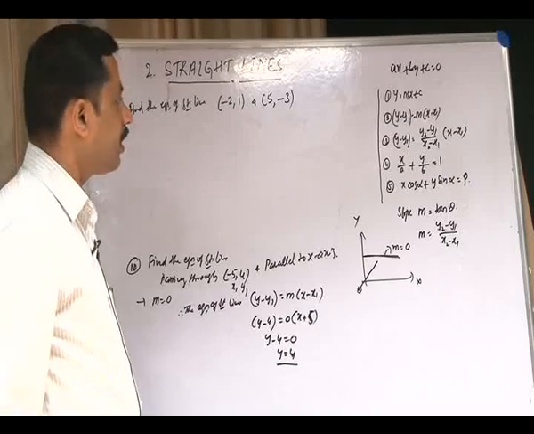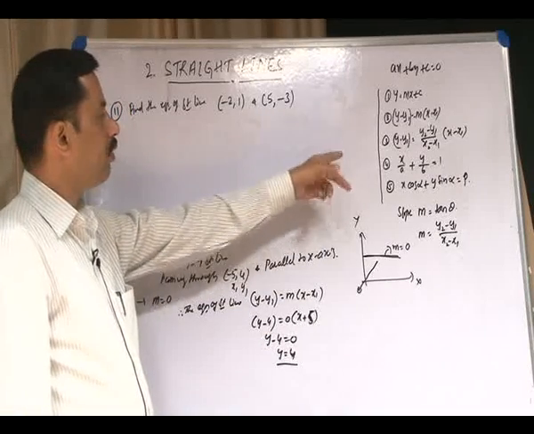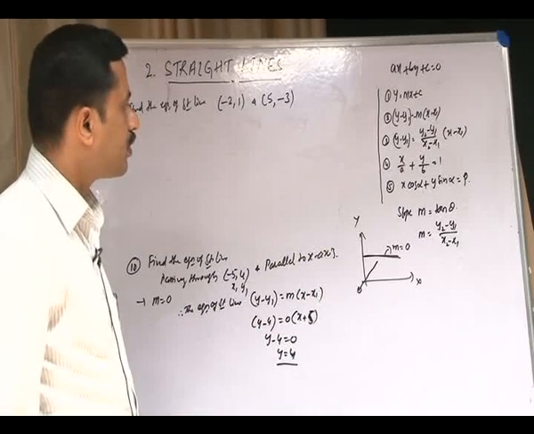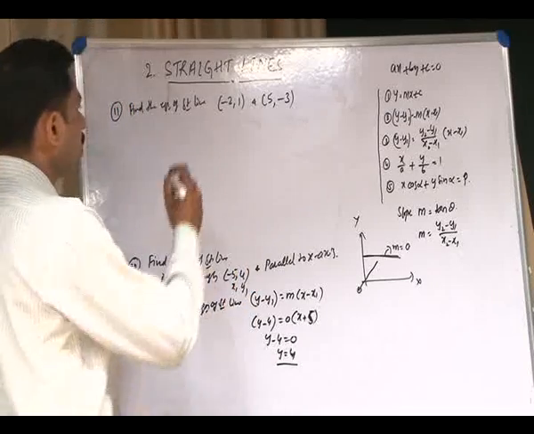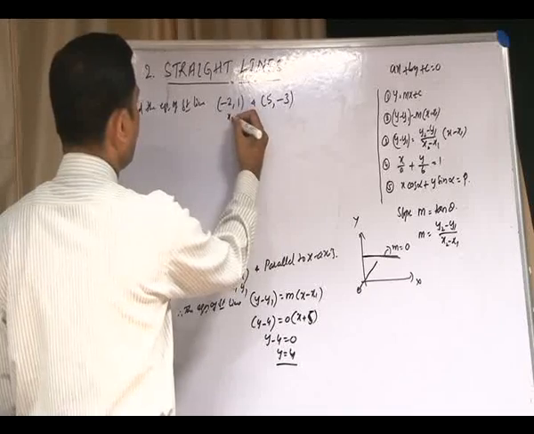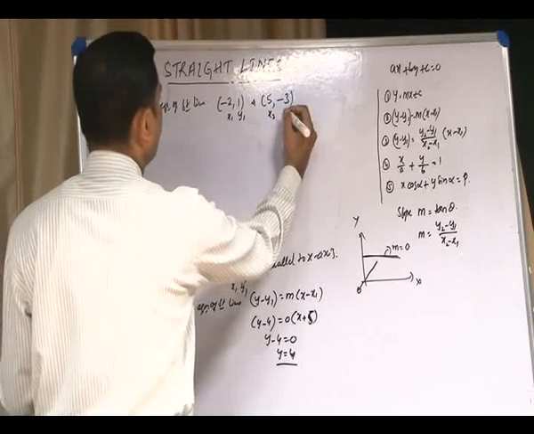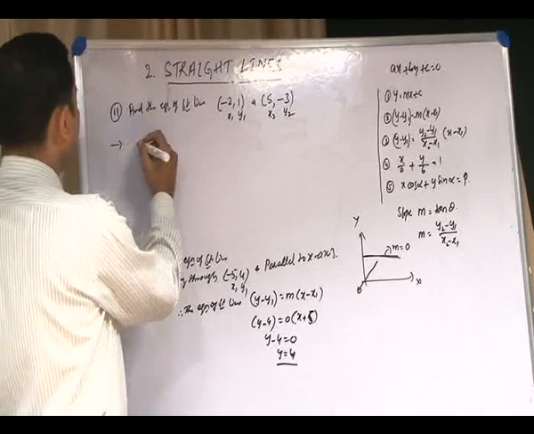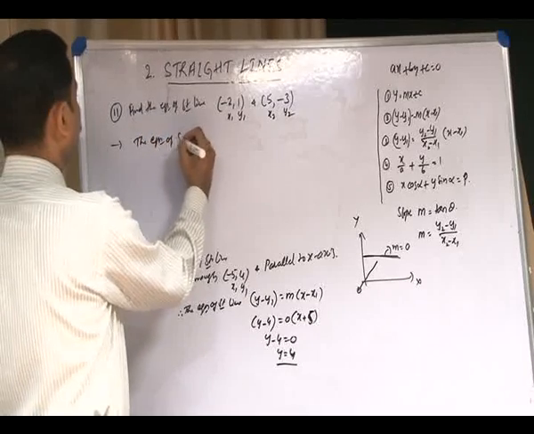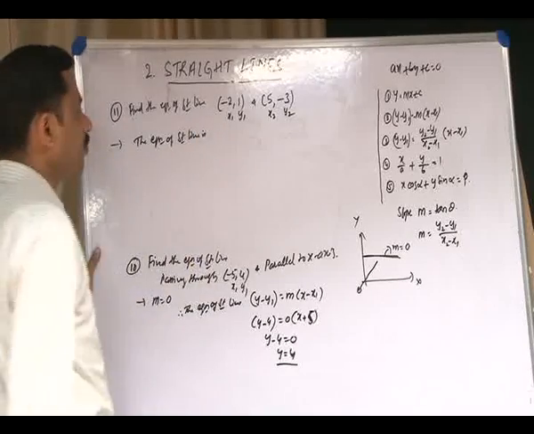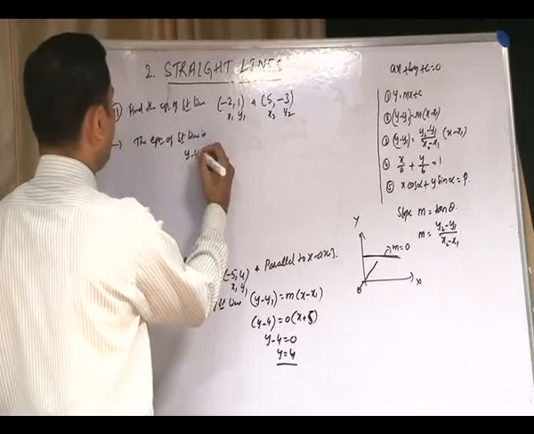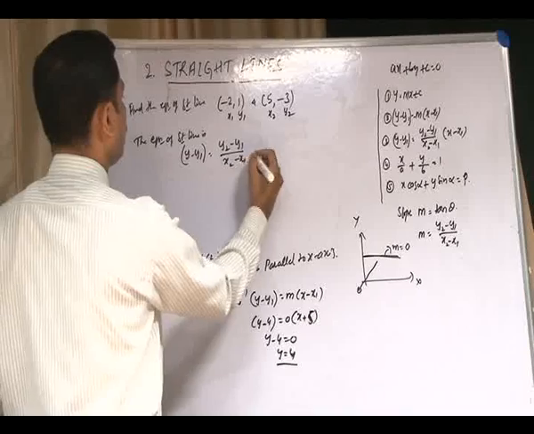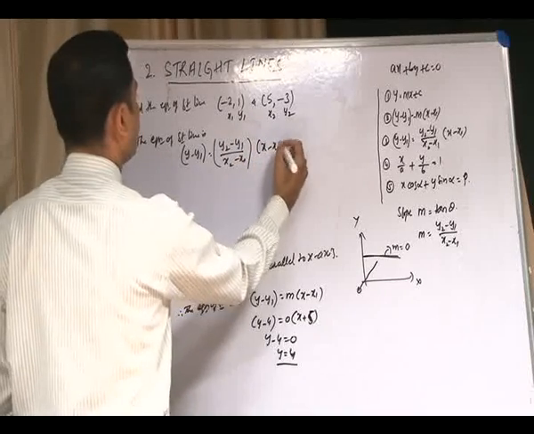So for that, which formula should we use? Here we use the two point formula. We know that the two-point form of equation of straight line is given by y-y1 is equal to y2-y1 divided by x2-x1 into x-x1. Since two points are given, take one point as x1, y1 and the second point as x2, y2. Therefore, the equation of a straight line by the 2-point formula is y-y1 is equal to y2-y1 divided by x2-x1 into x-x1.